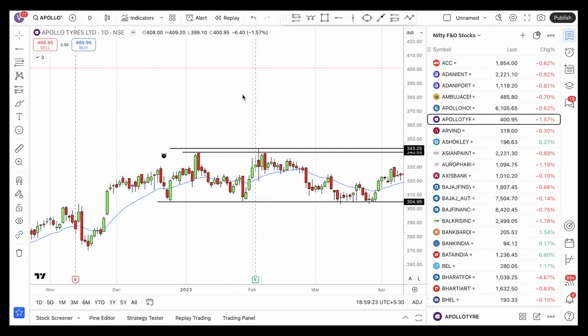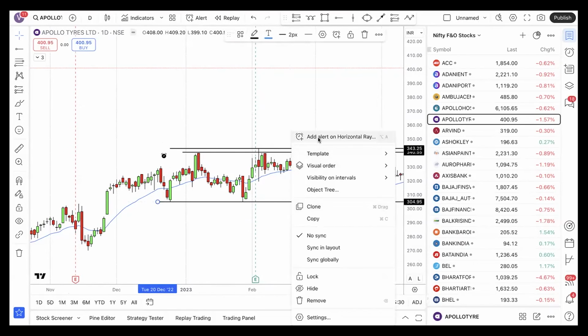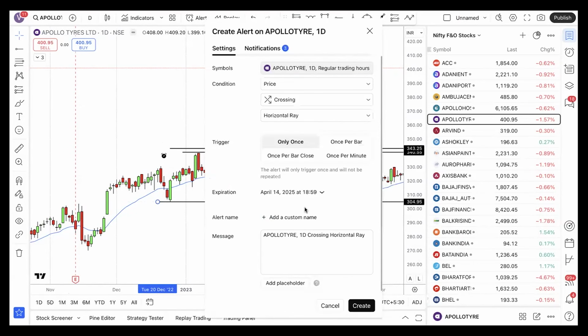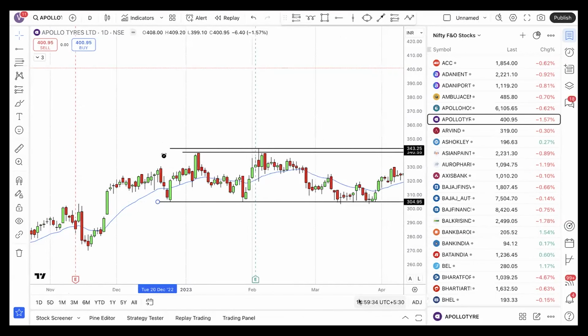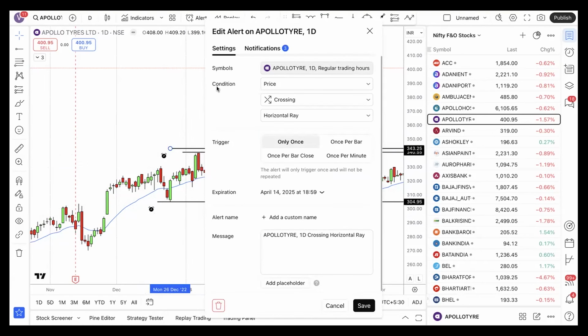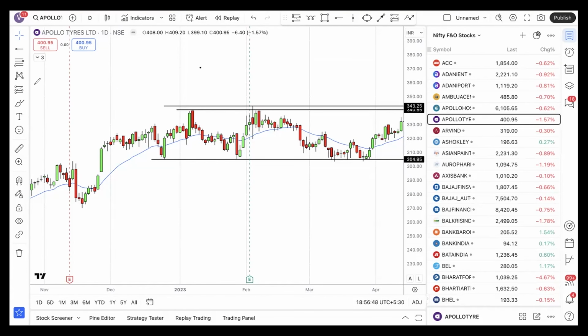Or if you want to take the trade based on the support, right click on that horizontal line, come here, add alert on horizontal line, click create. So you can see that we have created alerts on both sides, upside and downside, and you don't have to keep watching the chart every day. Once you have created the alert, it will give you the notification. So you will take a long trade if this resistance breaks, or you will take a long trade if price comes here and takes support for a pullback.